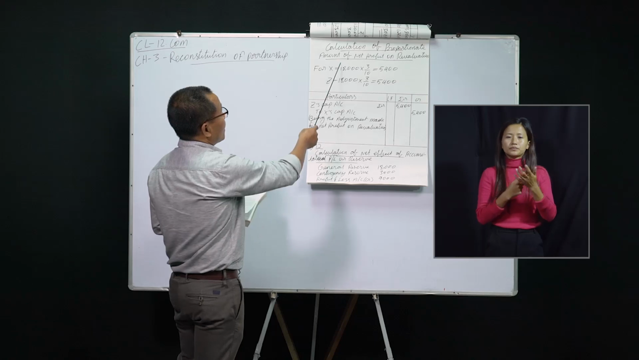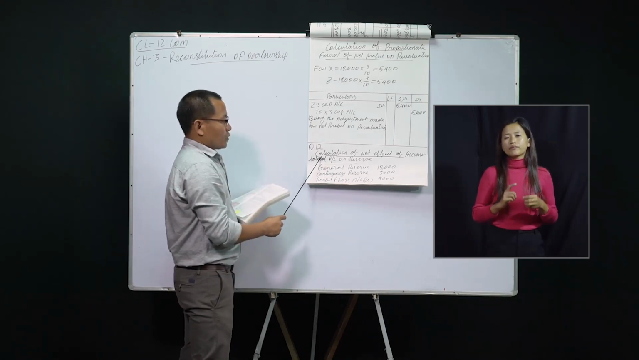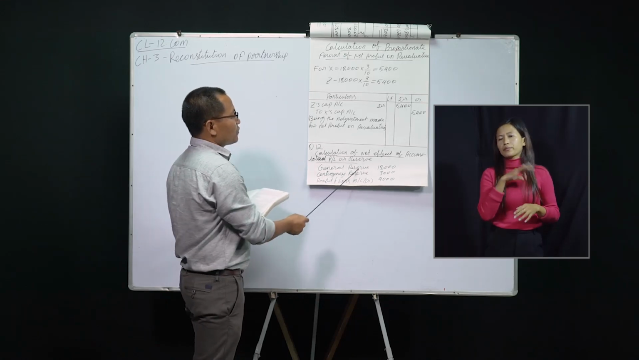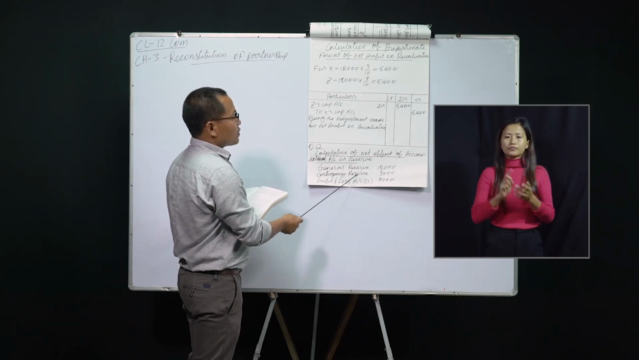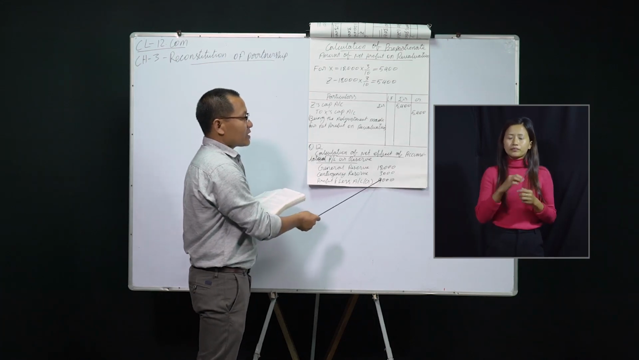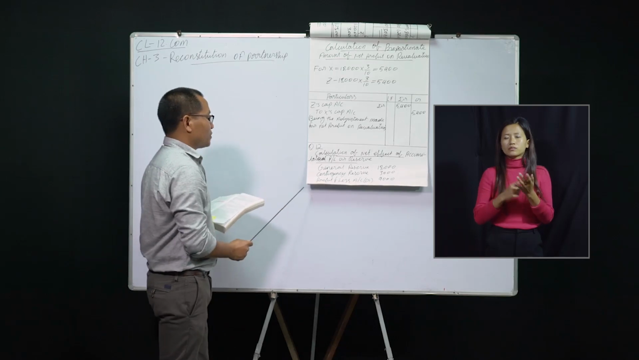Let's see here. For question number 12 also, you will have to calculate the net effect. That is, general reserve is 18,000, contingency reserve is 3,000, then profit and loss account, that is credit, is 9,000. Credit, remember, it is not debit but it is credit.